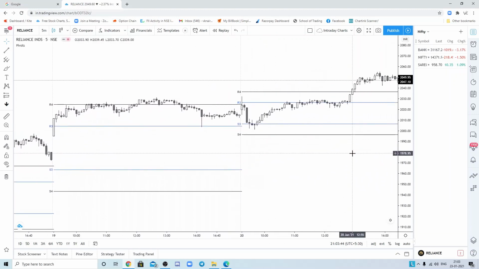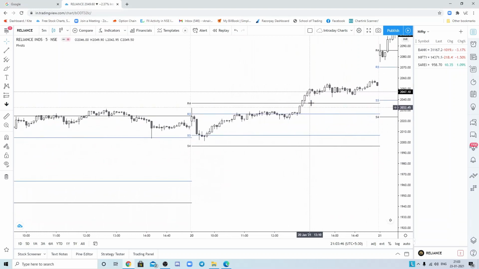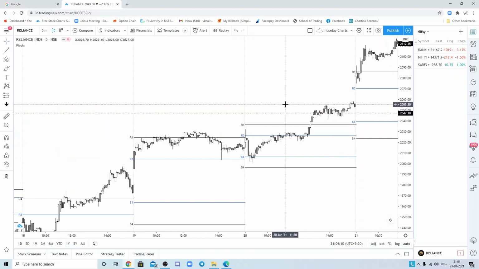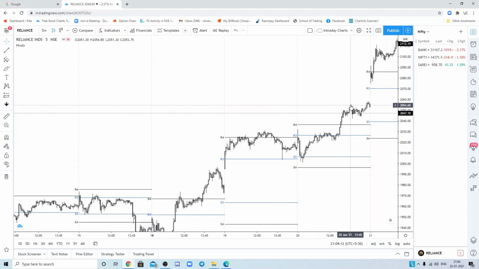Now see over here. This is a small range. What you can see is R4 and R3 are very close; the range is very small. R4 is at 2036 and R3 is at 2026, 10 points. So you enter over here and you can see where the next resistance is. If this is the next resistance, then you exit over here.